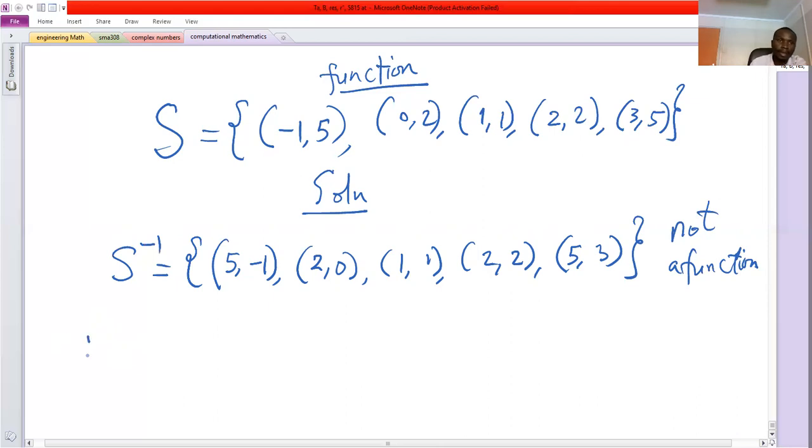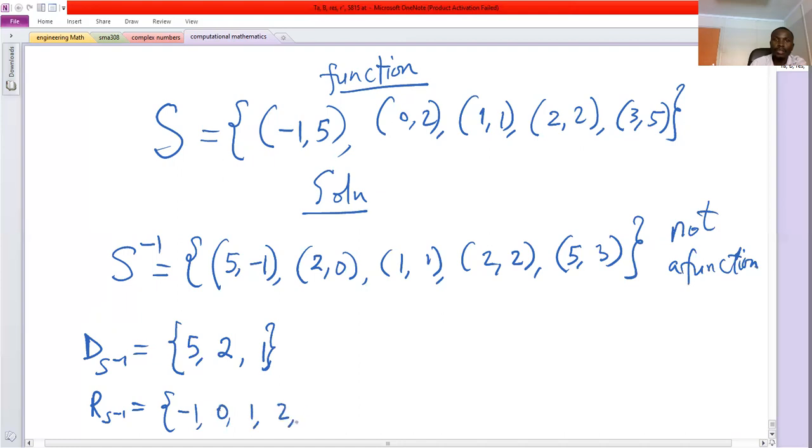And then the domain of S inverse will be 5, 2, 1. Once you have listed 2 and you have already listed 5, there's no need of repeating. And then the range of S inverse is minus 1, 0, 1, 2, and 3. So this is how we show that.